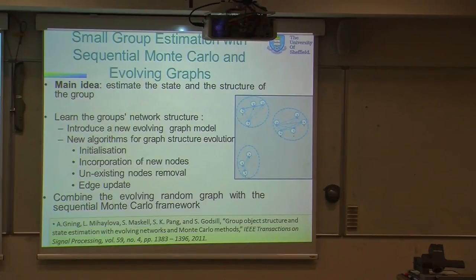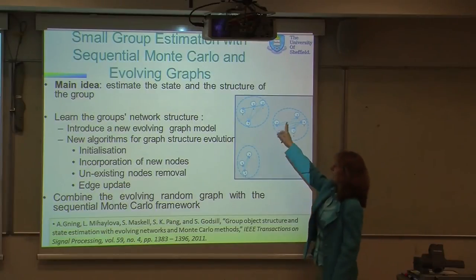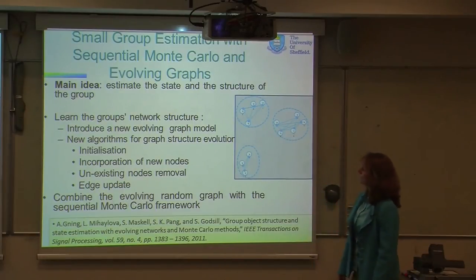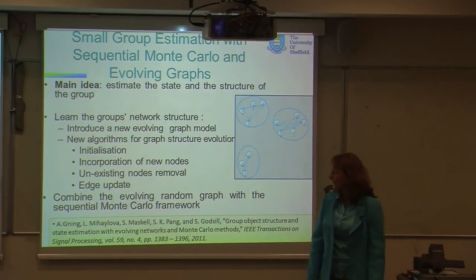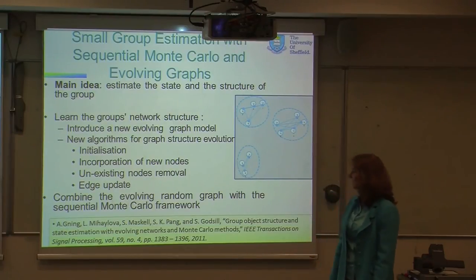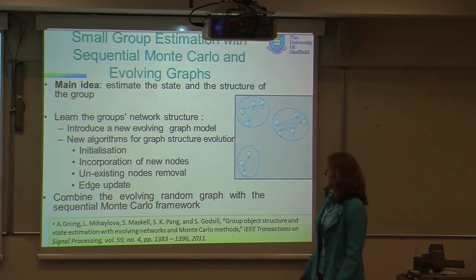So, what we've done, we've taken that idea about the random graph, and we combined it with sequential Monte Carlo, in particular particle filtering, and we estimate both the state and the graph.